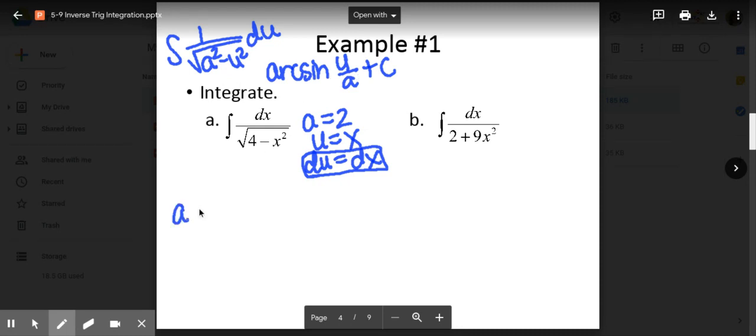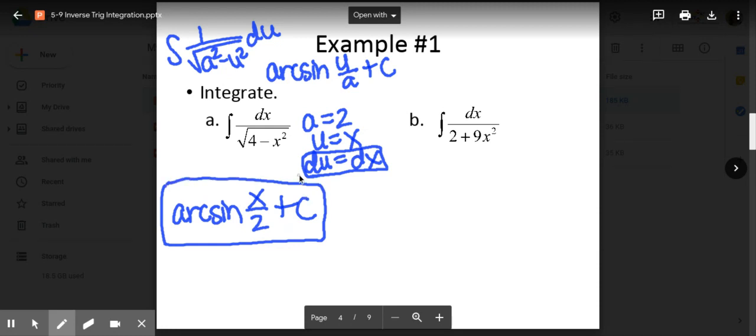So our answer is arc sine u over a. So u over a is going to be x over 2. And then plus c. And I'm done. That's my answer, because it was a straightforward problem with the du dx. All right, now let's look at this one. This one I don't have a radical. So to me, that's looking like the arctan.